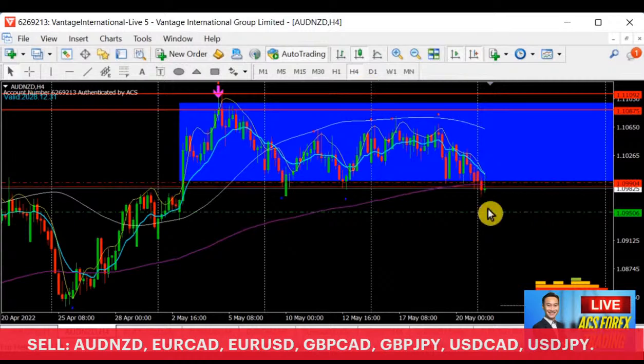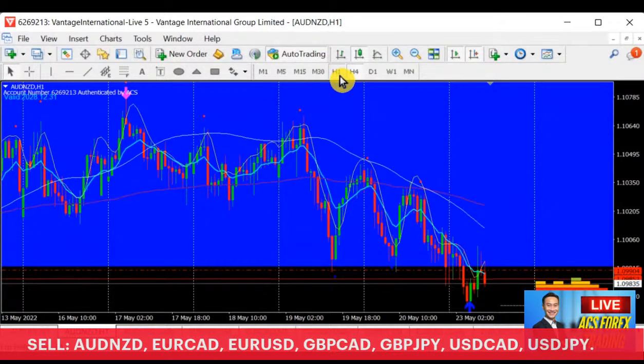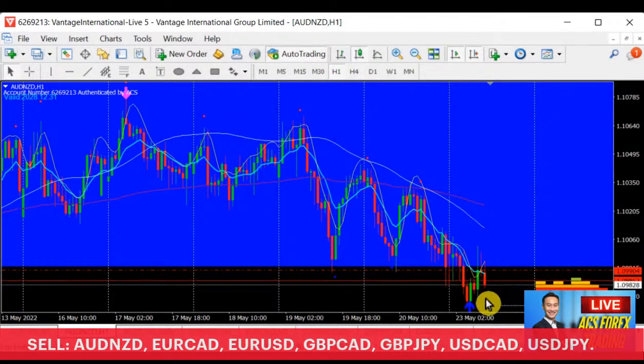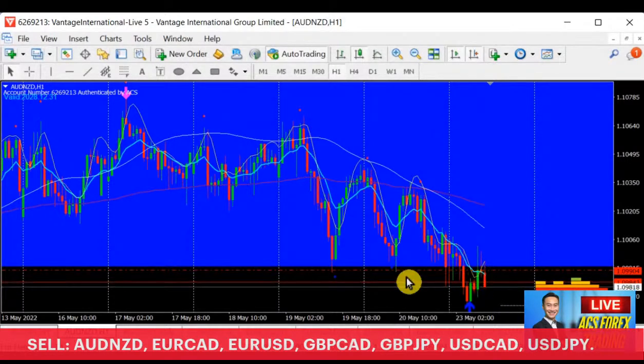As we can see, H4 has tested the resistance, the previous support that became the resistance over here, but it has not broken yet. Tentatively, looking at this right now in H1, lowering down the time frame into a smaller time frame, we can see that it actually tested with a new selling cycle. This is what I always talk about, and this is something I will say is good.